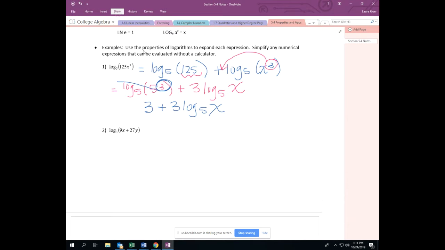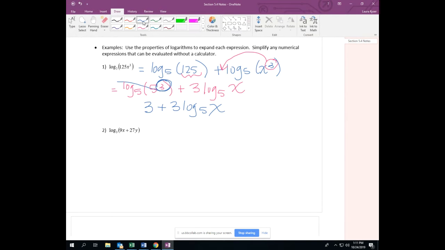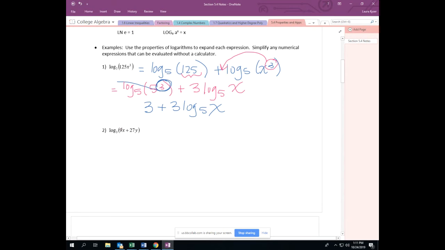Now, this second example that we have here does not simplify in this form. According to our rules, we can only expand out products, quotients, and powers. We do not have a product here, or a quotient, or a power yet. This is a binomial. It's addition in the middle. You don't split addition up with addition. You can only split up products with addition.